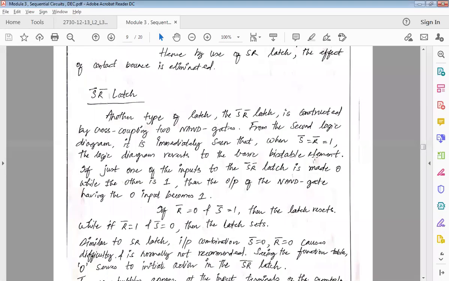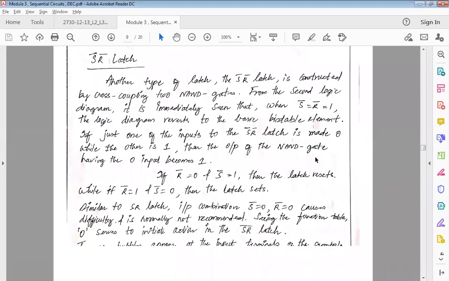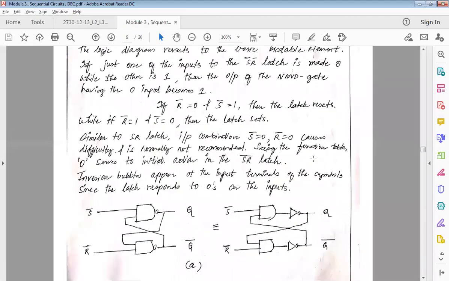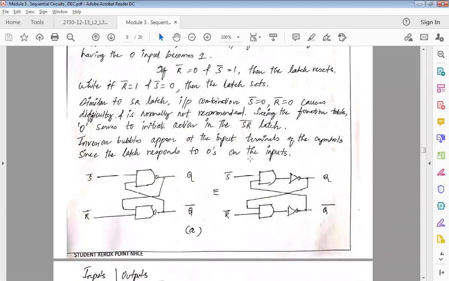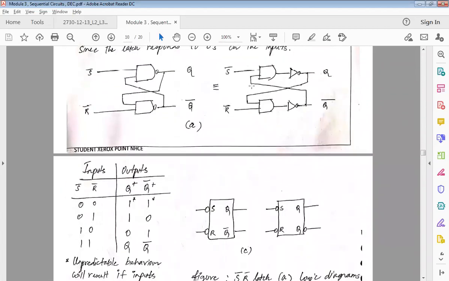Now, this is the S bar R bar latch, which is opposite to what we saw in the SR latch. There we used a NOR gate. The opposite of NOR, we will be using another gate, which is the NAND gate, for implementing the S bar R bar latch. The same concept here, we'll be using an AND gate with an inverter. So this converts to NAND and it is cross-coupled. Cross-coupled means the output of one of the gates is connected as input to the other. So the output here, Q, is given as input and the output here is given as input to the other.